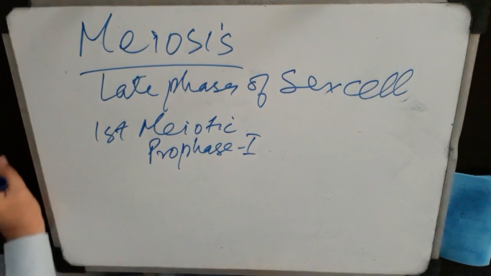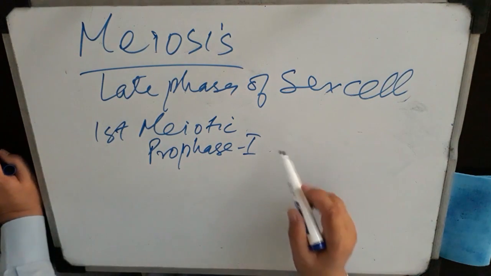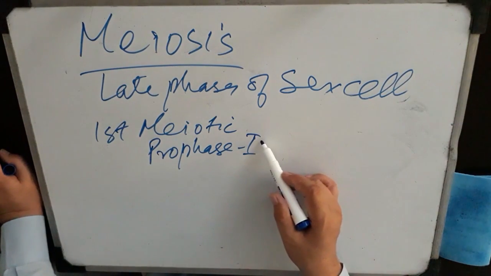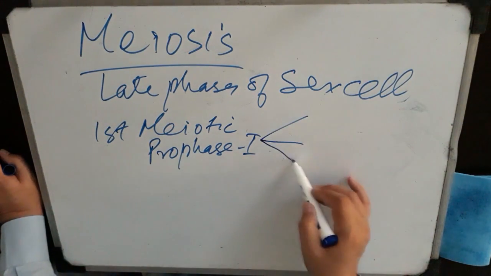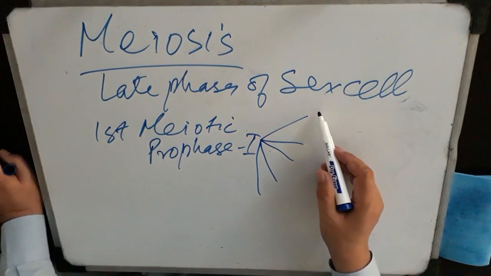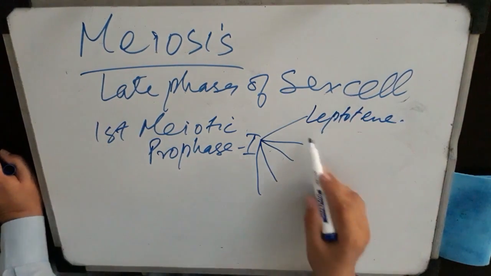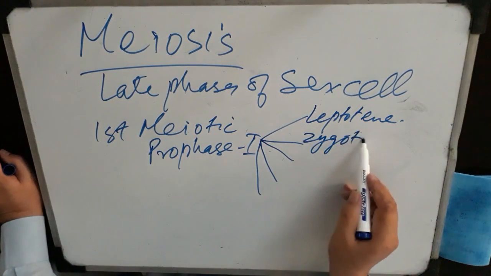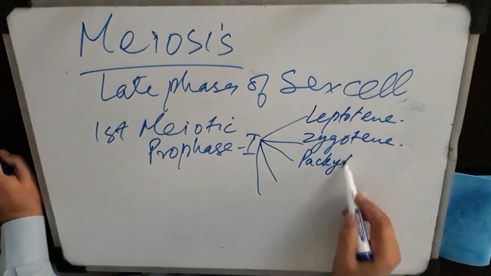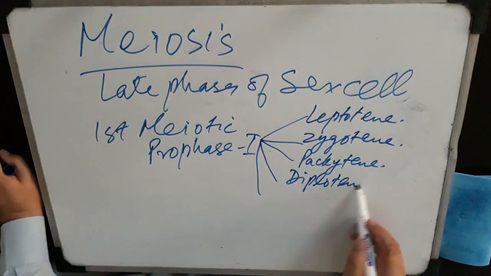So this prophase 1 is the longest phase of the first meiotic division, or even of all the divisions. It is further subdivided into 5 phases: the leptotene, zygotene, pachytene, diplotene, and diakinesis.